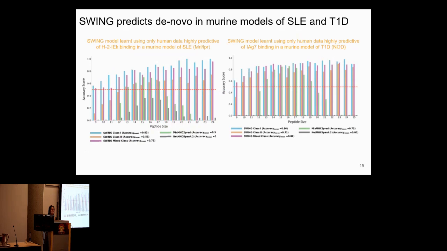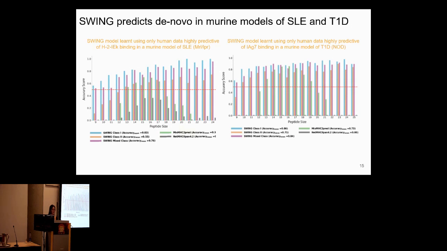But then we wanted to give ourselves an even more difficult task, which was, can we predict class 1 to class 2 in another species, human to mouse? And to emphasize here, we're training on class 1 human data and then predicting on class 2 mouse data. So we looked into de novo class 2 data from 2 disease murine models. So in the SLE model, we're looking to identify the binders of the H2-IEk allele. And then in the type 1 diabetes model, we wanted to identify the binders of the IAg7 allele.